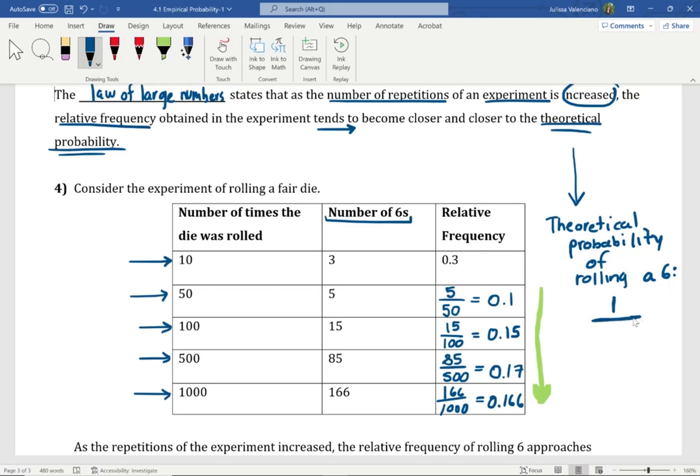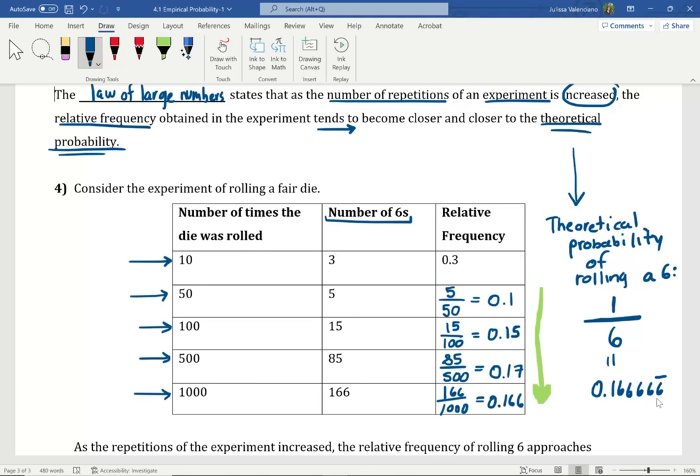Out of how many total outcomes? We have a total of 6 outcomes. Again, the outcomes here are 1, 2, 3, 4, 5, 6. So the theoretical probability of rolling a 6 would be 1 out of 6. Without having to conduct the experiment, we expect the probability of rolling a 6 to be 1 out of 6, which is equal to 0.1666666 repeating.